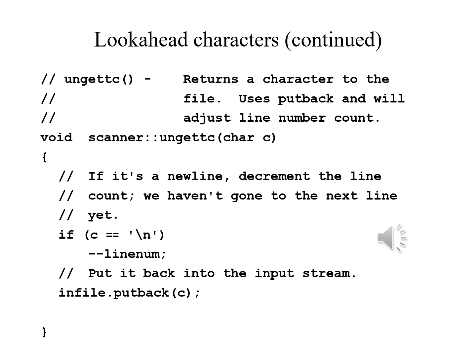UngetC will return a character to the input stream. It will use putback, and it will also adjust the line number so that we have a proper count as we go along. The only thing that we do here other than decrement the line number is to call the putback method so we can send it back into the input stream.